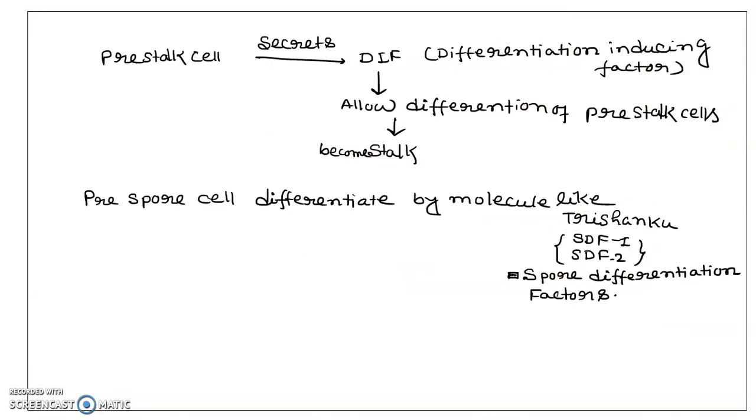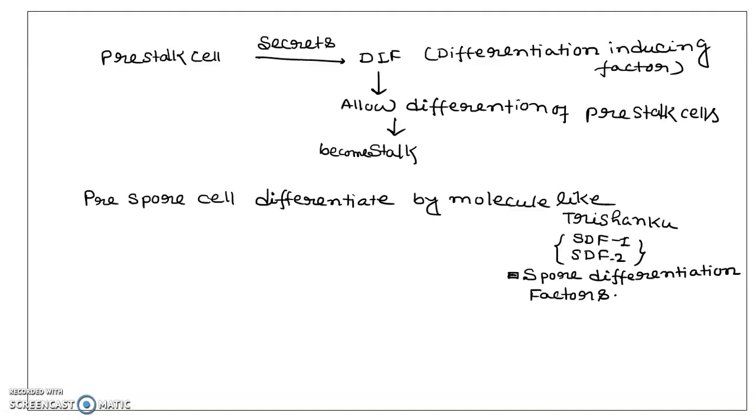Pre-stalk cells secrete DIF, or differentiation inducing factors, which allow pre-stalk cells to differentiate and become stalk. Pre-spore cells are differentiated by factors like Trishanku, SDF1 or SDF2, which are spore-specific differentiation factors involved in spore formation. So in that way they are involved in stalk cell and spore cell differentiation. Hope that was helpful.